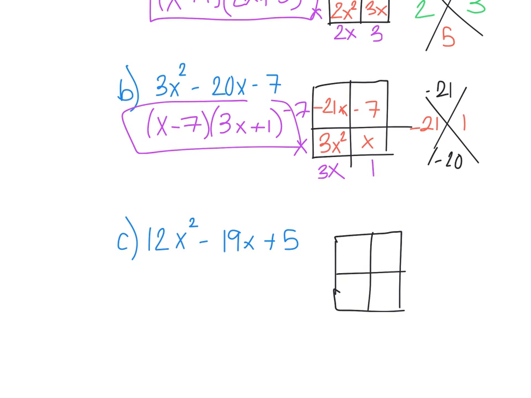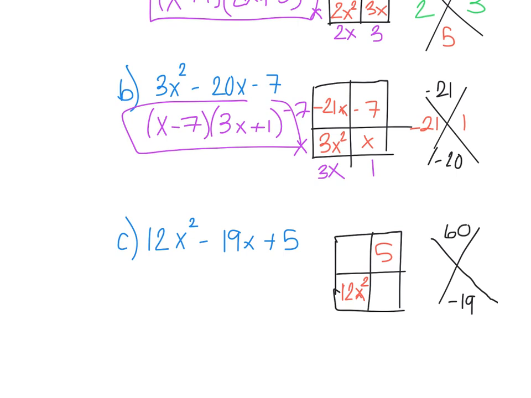what we can of our area model. So 12x squared is going to be here. And then we'll have a positive 5 up there. And then we need to figure out how to split up our negative 19x's by using an area model. So my negative 19 there, and then my value that I'm putting up here is going to be the product of 12 and 5. So 12 times 5 would be 60.